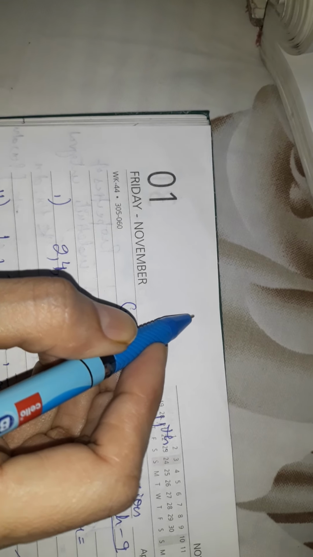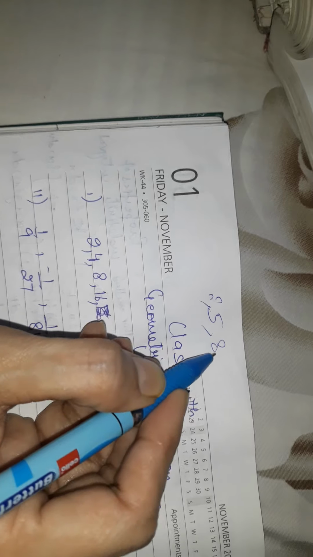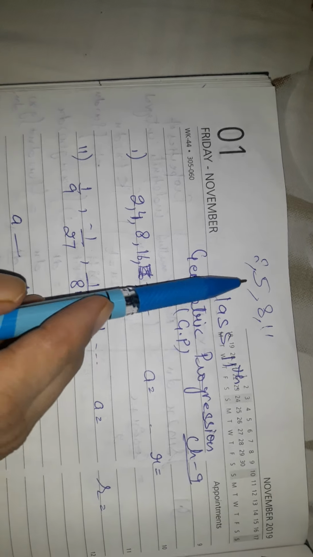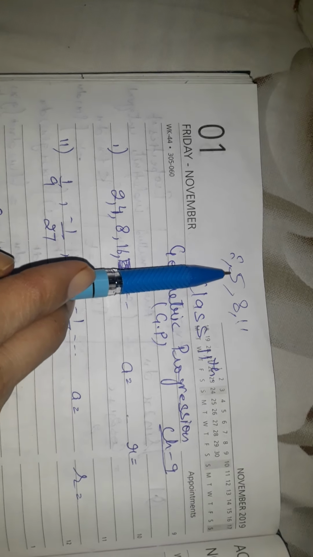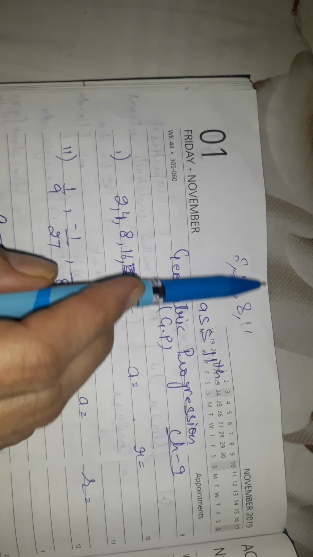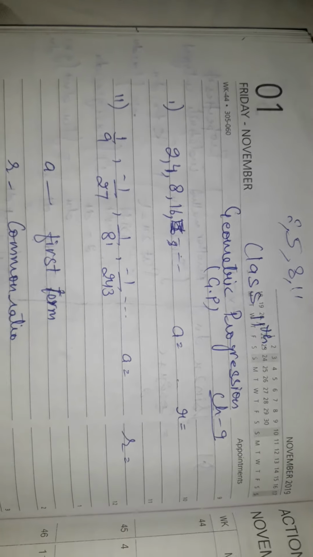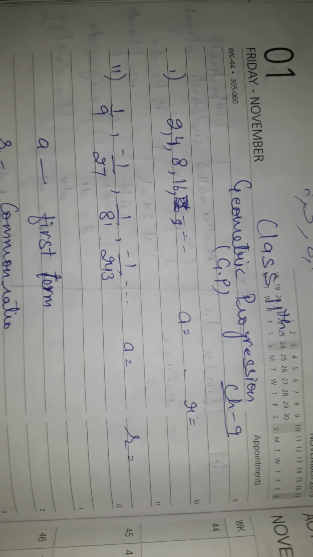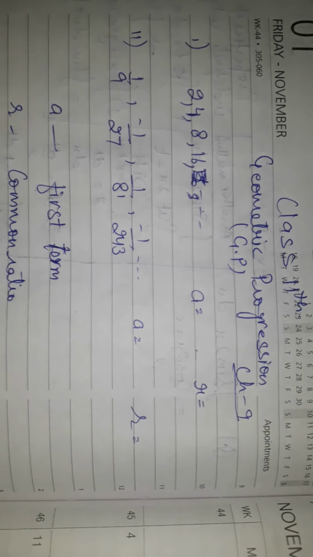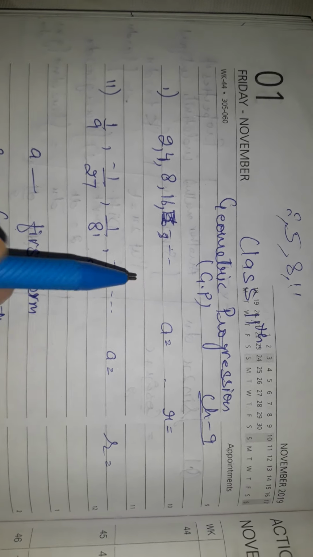Suppose I am writing this, say it is 2, let it be 5, then it will be 8, 11. What is it? 5 minus 2 you are saying 3, 8 minus 5 is 3, 11 minus 8 is 3. So the common difference is the same. You used to say that it is AP. Now what is the property of geometric progression, that is GP, short form is GP.